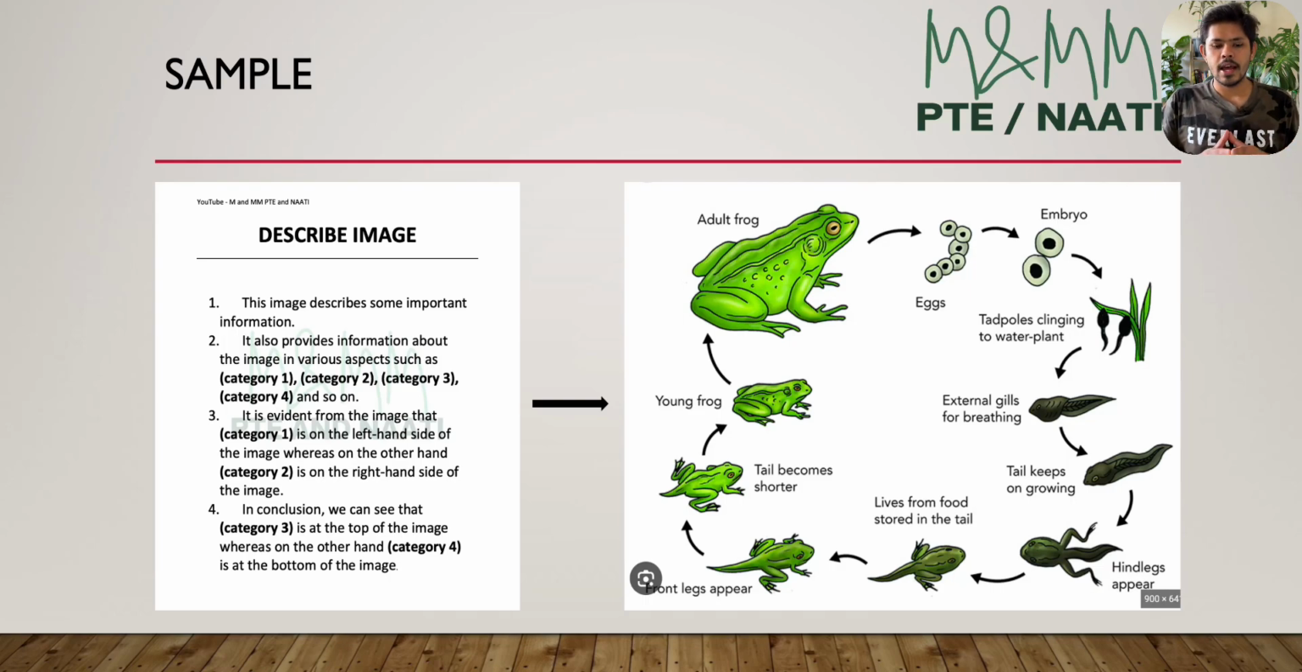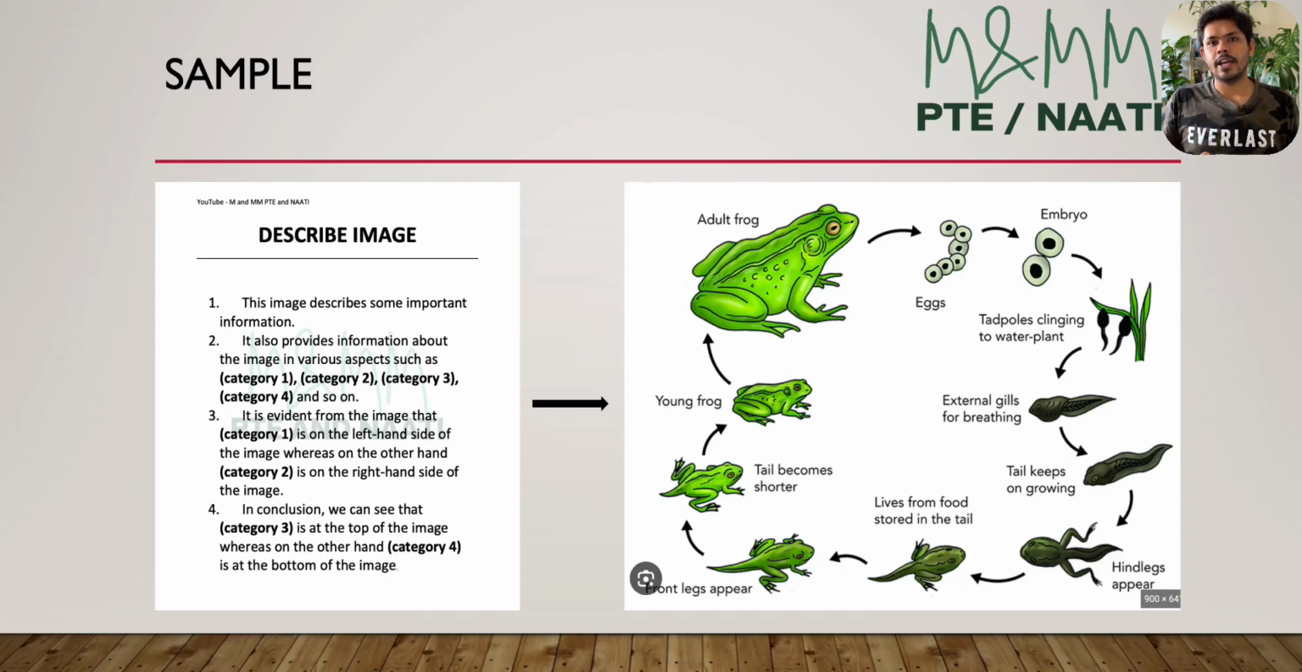You will not see any such word in the template which you will think, oh my god, I will never be able to pronounce this word. The idea behind template is to keep it simple, keep it easy, and it should include very less content from the describe image. Why am I saying that?